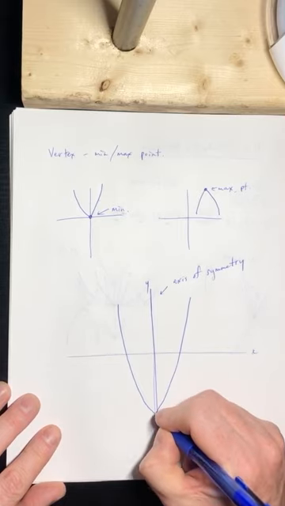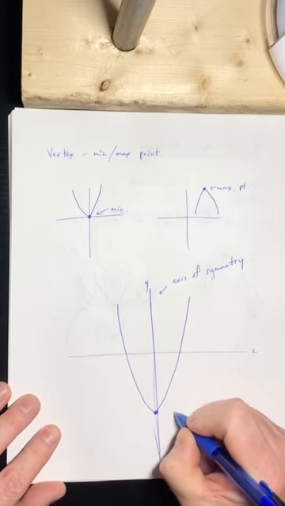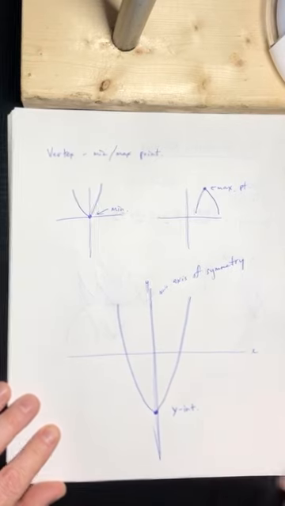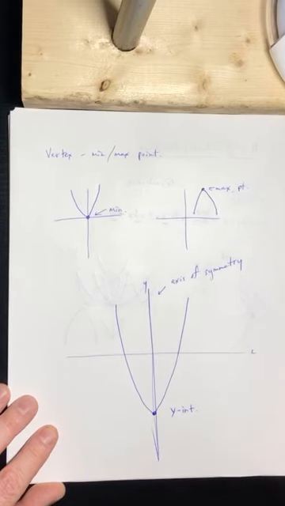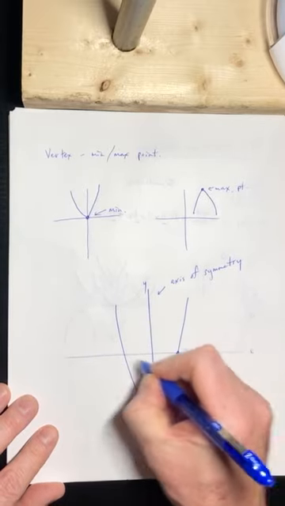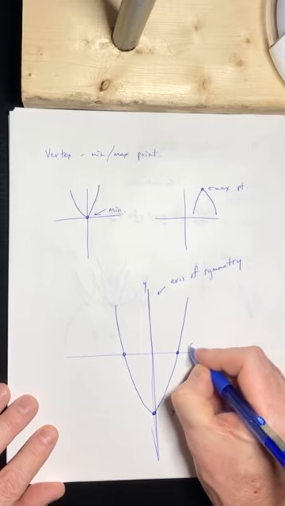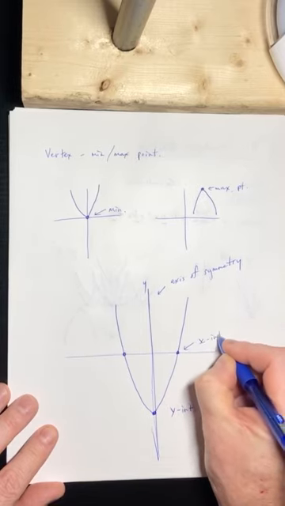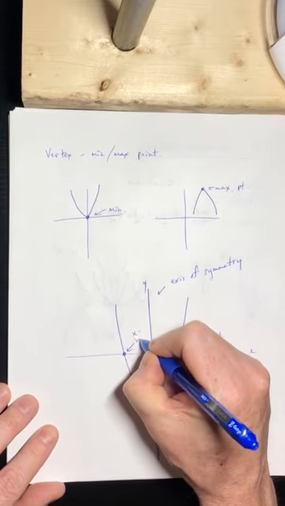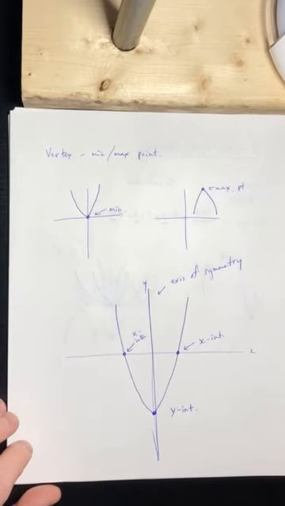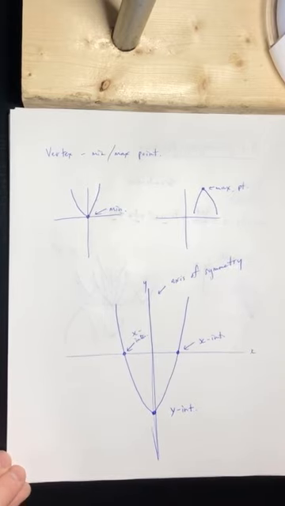In this case, this is our y-intercept. This is where our parabola crosses the y-axis. In the drawing I drew here, it just happens to be on the vertex. It doesn't necessarily always have to be there. And these 2 points, these are our x-intercepts. And you can have 1, 2, or no x-intercepts.